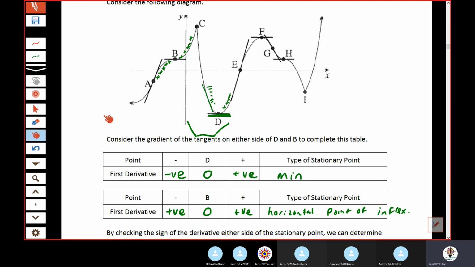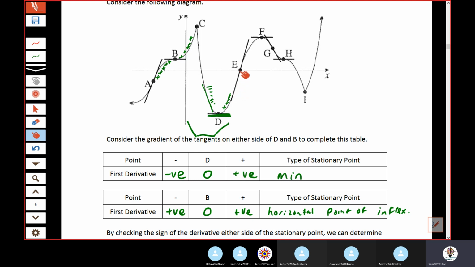Actually, let's talk about it now, since you're already here. You see E? E is a point of inflection. Why is that a point of inflection? What is a point of inflection? A point of inflection is just where it changes from happy to sad, or sad to happy, whatever. So have a look. Happy, happy, happy, happy.